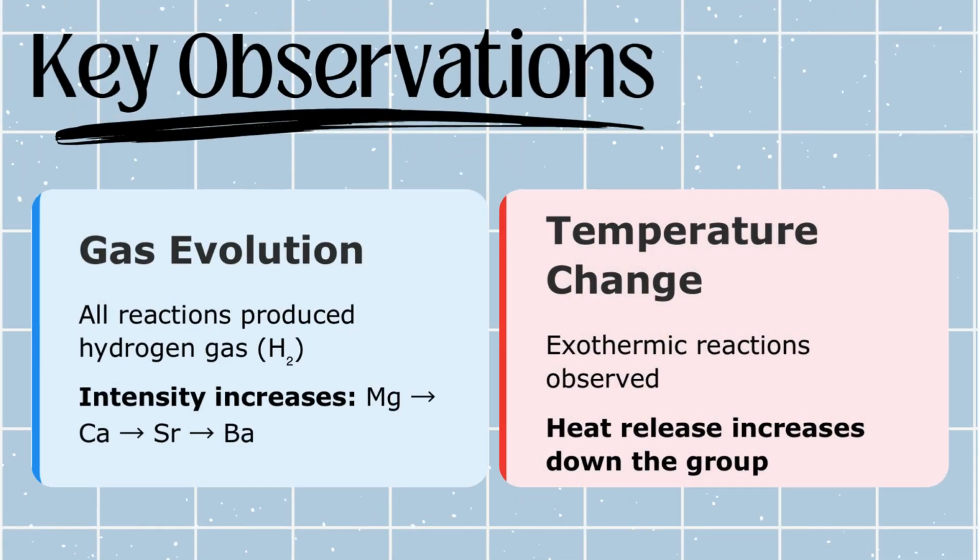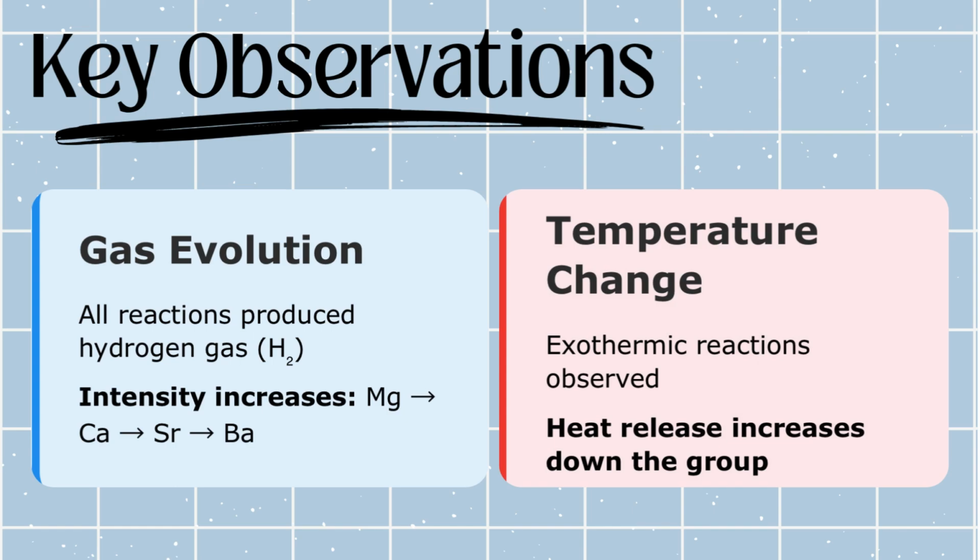As we conduct this research experiment, we have some key observations. For gas evolution, we notice that all reactions produce hydrogen gas. This is because when metals like magnesium, calcium, strontium, and barium react with hydrochloric acid, hydrogen gas is released as a product. And also, we observe the intensity of bubbling increases as we move down the group from magnesium down to the barium.